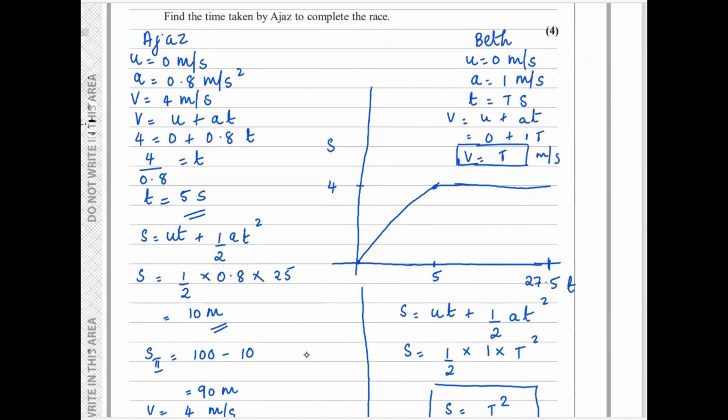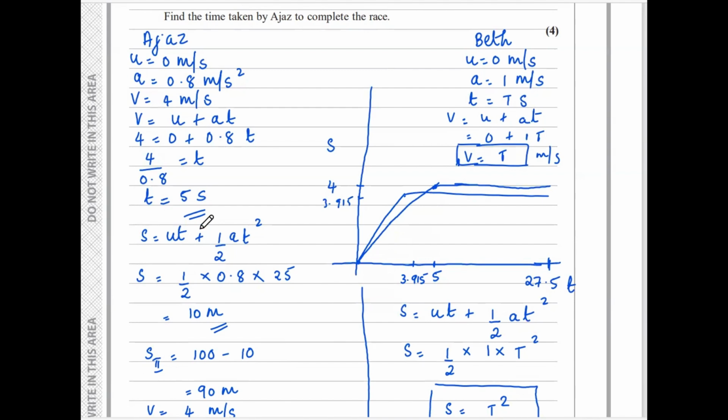Again, for Beth, she started from 0. Initial velocity was 0. We got the t value as 3.915. So in the first 3.915 seconds, her velocity rises to 3.915. We'll be getting a graph something like this, and then she maintains this constant speed until she crosses the finishing line. So this will be the speed time graph for Beth. The first part is done.